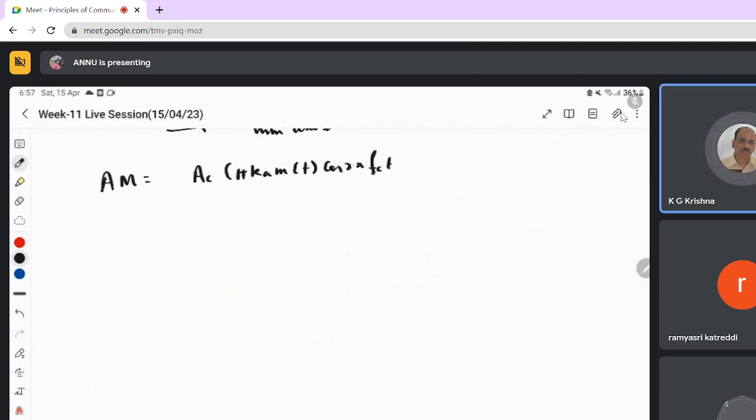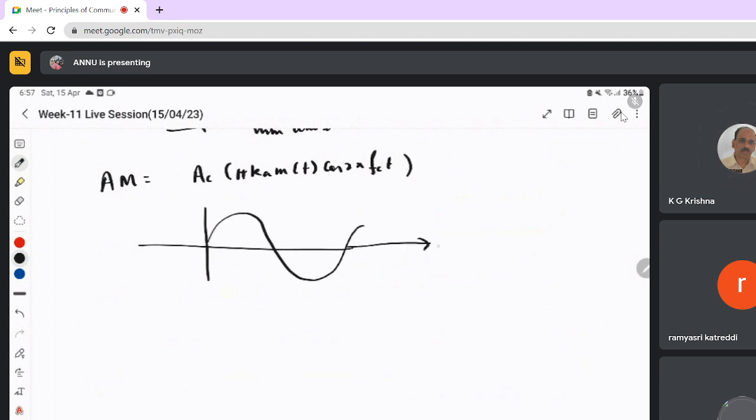So for me, if I go by my understanding of what modulation is all about, it is a multiplication of the message signal by the carrier signal. Message signal is m(t). Carrier signal is Ac cos 2 pi fc t. Simple. Yes. So see, this is m(t). It is low frequency.